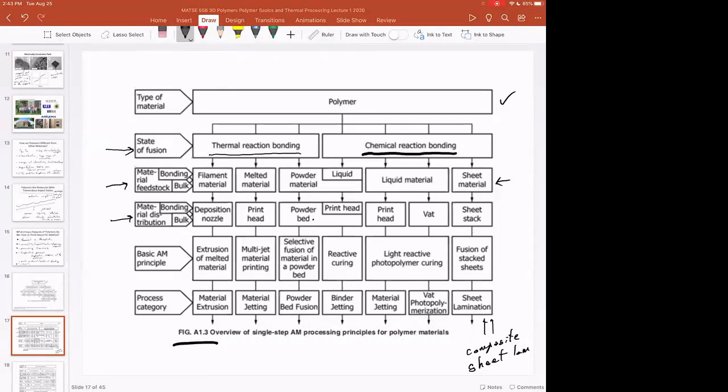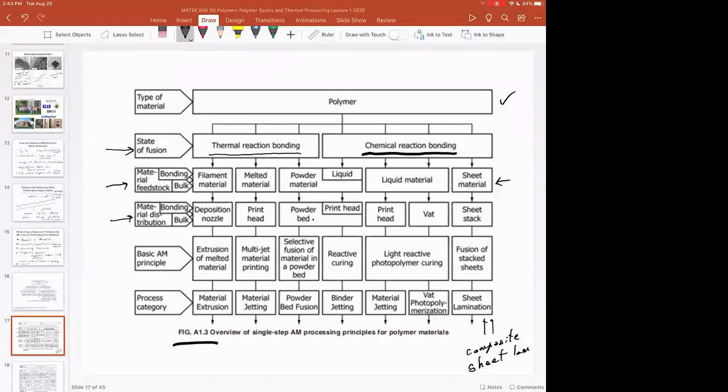Although the melting and thermal characteristics of a polymer powder is much different than the melting and thermal characteristics of a metal powder, and so there's some distinct differences we need to talk about. Or you might have liquids in a print head and you're doing reactive curing and chemical reaction bonding. With liquid polymers, you can also do vat photopolymerization. That's very interesting. That's your typical SLA or DLP printing process, where now you're using UV curable thermosets in order to do the material shaping.